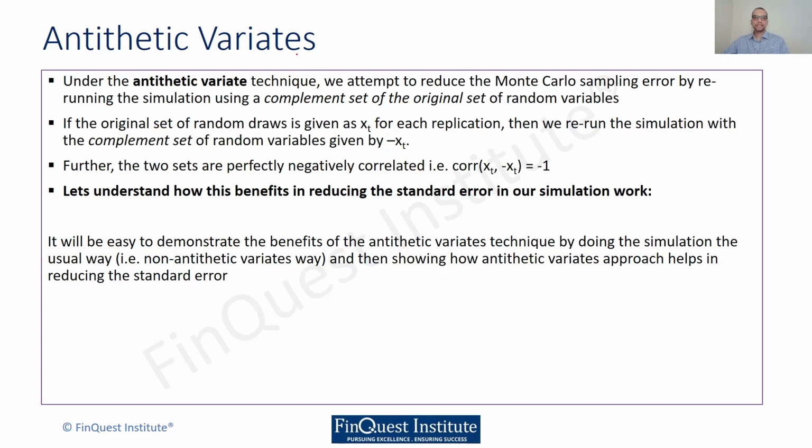Looking at antithetic variates. Here the idea is we are trying to reduce the standard error or the sampling error of a Monte Carlo simulation by rerunning the simulation using a complement of the original set of random variables. Because remember that in the Monte Carlo simulation, we have that phi, which I have written on the whiteboard, which is the random number draw, right? So in the antithetic variate case, we use a complement of this as part of the simulation exercise. Imagine that the original set of random variates is given as xt.